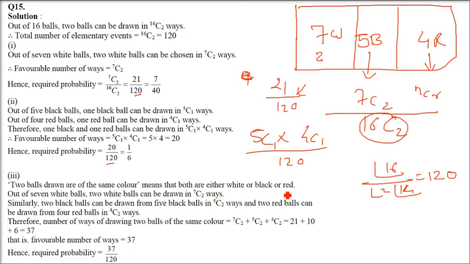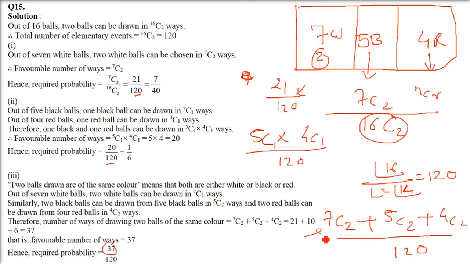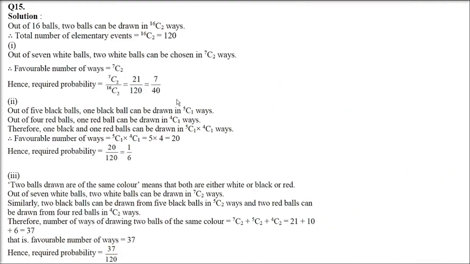Then both the balls are of same color. Because the question is asking either, it can be 2 from 7, it can be 2 from 5, it can be 2 from 4. So you have to add here. So, 7C2, taking 2 from 7, then plus 2 from 5, so 5C2. Then you have 2 from 4, so 4C2, add them. And the denominator, what do you have? This 120. Okay, so this is going to be the answer.